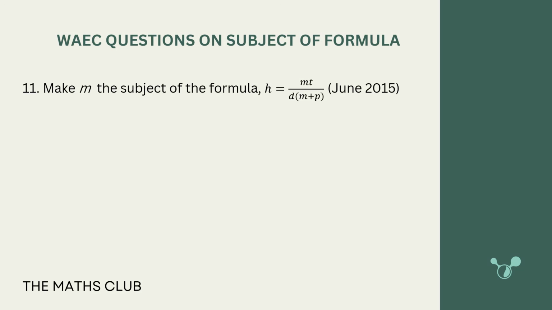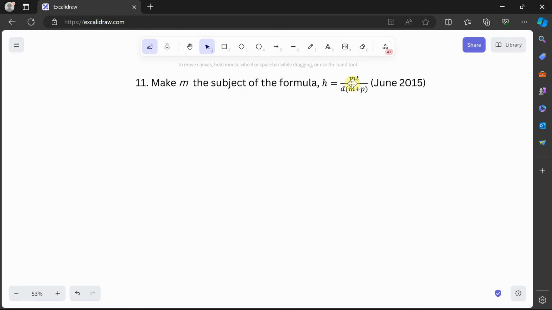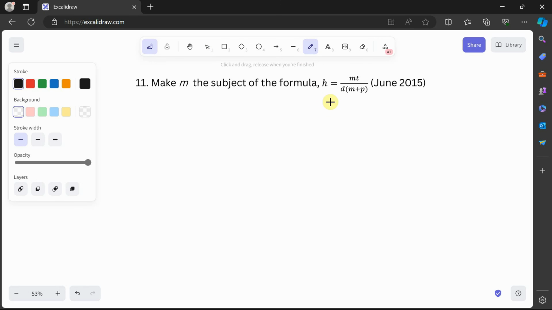Welcome back. Let's solve it together. So the first thing that we see is that M is present here and M is present here. That means that we need to cross multiply. So before then, I'll say H is equal to MT all over. Let me multiply this bracket. That will be DM plus DP.